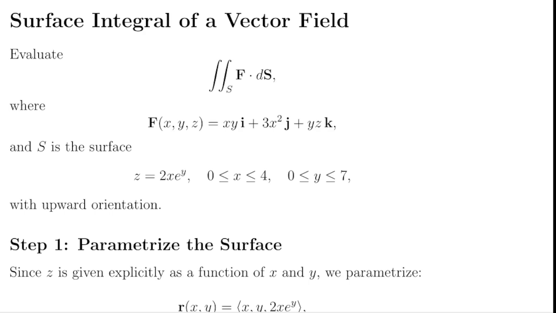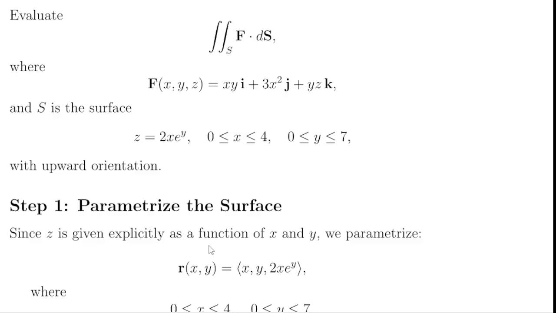In this video, we want to solve the surface integral over a vector field where F is xy i plus 3x squared j plus yz k, and this S is the surface where z is equal to 2x e to the y, x is between 0 and 4, and y is between 0 and 7. The first step is to parametrize the surface.